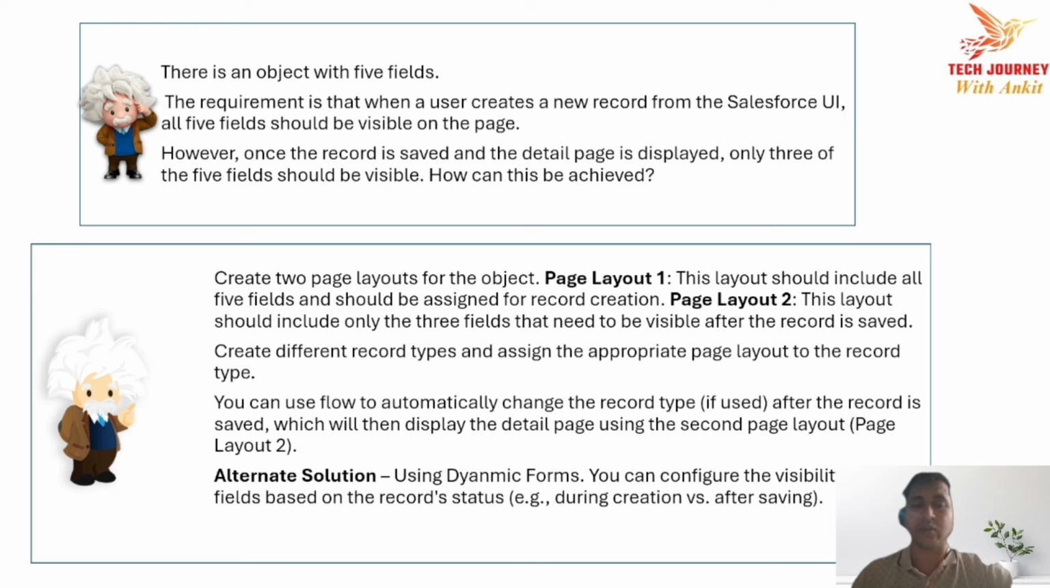An alternate solution is also possible by using dynamic forms, where you can control the visibility based on the record status. So that option is also possible, where you can use a formula field in the dynamic forms and control the visibility. It's completely up to you which solution you want to go for.